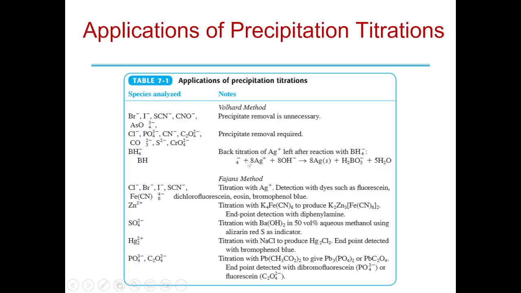Again, precipitate removal will also be necessary right here. In this, the back titration of the silver we left after the BH4 minus. So you have to do this back titration. Okay? This is part of this, by the way. This is the Fajans' method. Again, these are just handy notes to have if you're ever going to use these indicators.